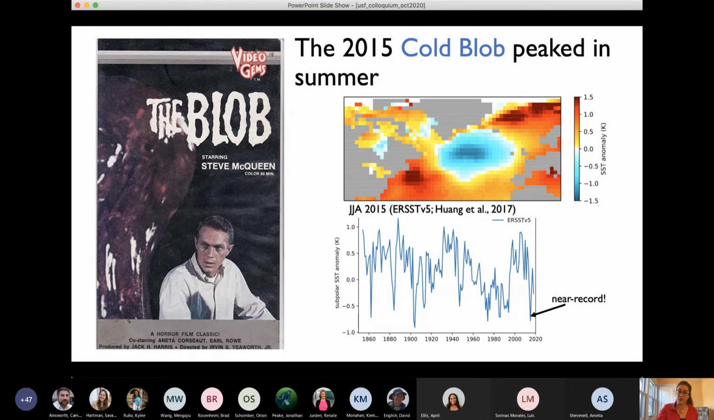So this case study is the 2015 so-called cold blob. This is from June, July, August in 2015. You can see there's this big cold anomaly in the subpolar North Atlantic, and it was near record. You can see there were maybe one or two other events in the North Atlantic that were just colder, but not by much.